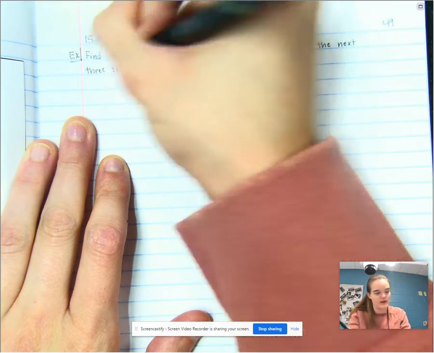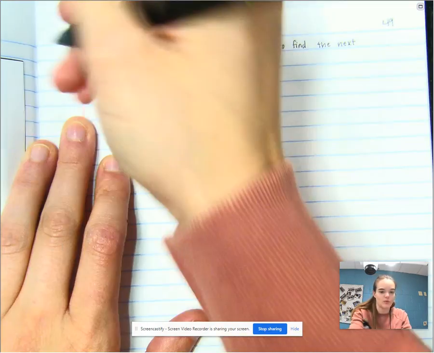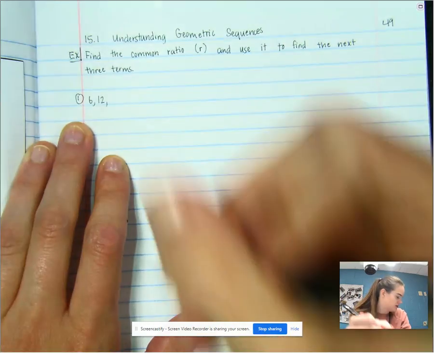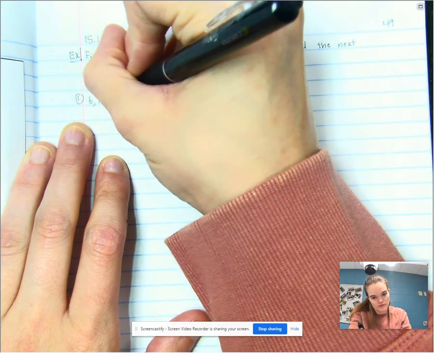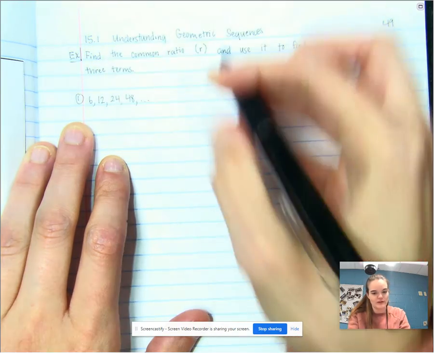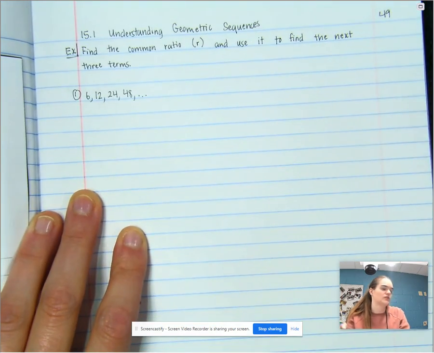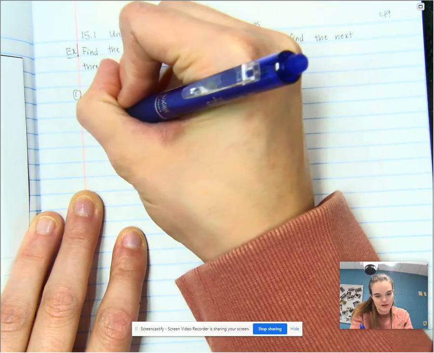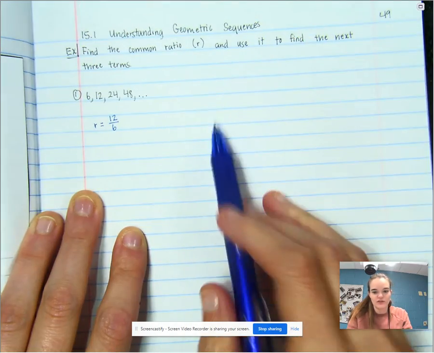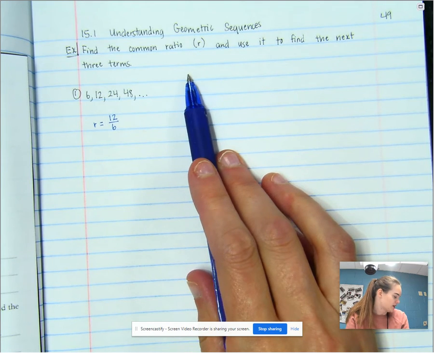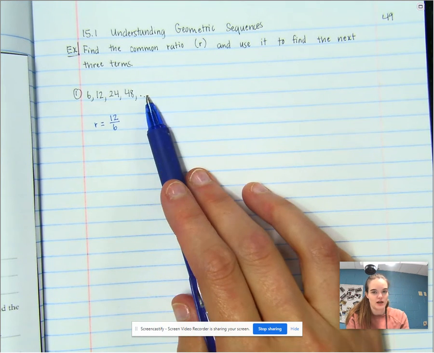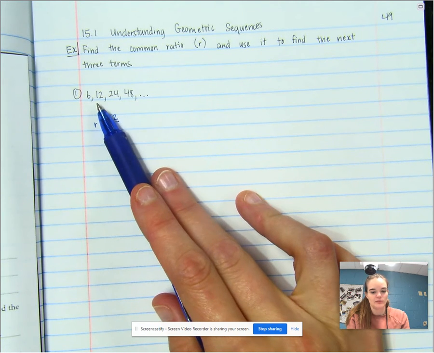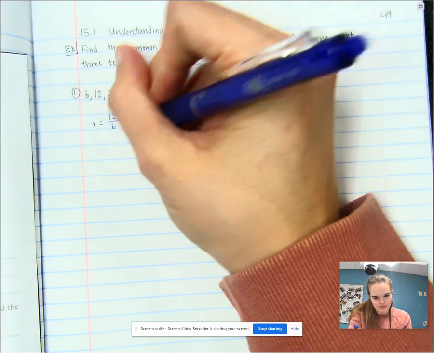So we have to make sure we do both, find R and the next three terms. Number 1: 6, 12, 24, 48. We'll find the next three terms, but first let's find R. To find R, we take the second term, 12, divided by the first term, 6. We should already know that this is a geometric sequence. If we didn't know, we would have to figure out, are we multiplying by the same thing every time? So 12 divided by 6 is 2.